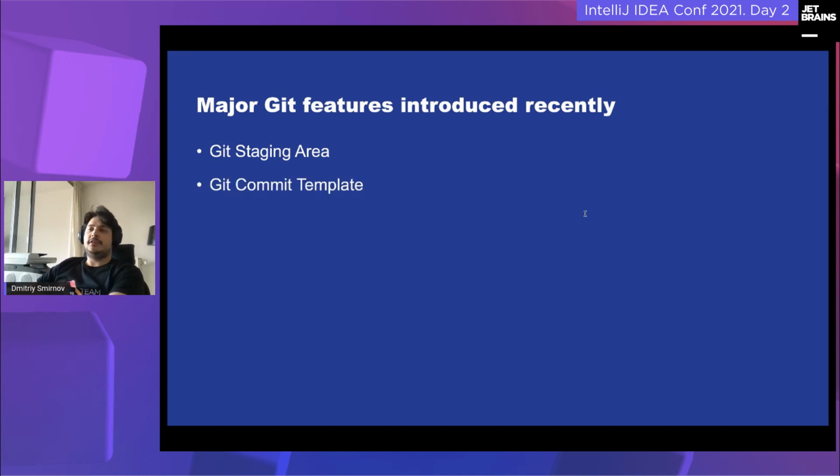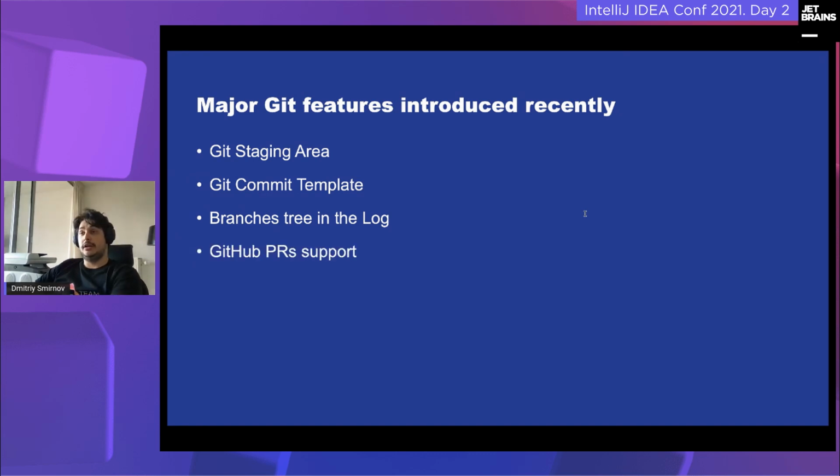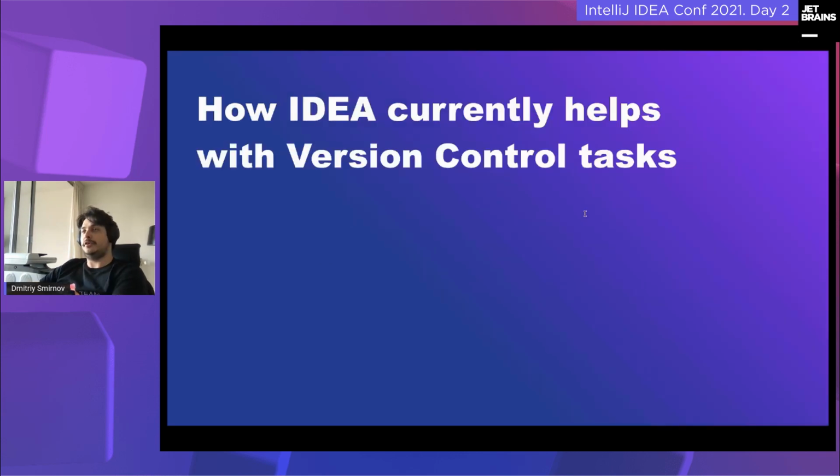We implemented Git commit templates features. We reworked the log view a bit to show all the branches in there to make it comfortable to work with the repository. We invested a lot into GitHub pull requests. We reworked some dialogs to be more Gitish and easier for Git users to understand, and so on, so on. There are a lot of small things we are doing, and hopefully these changes are really helpful.